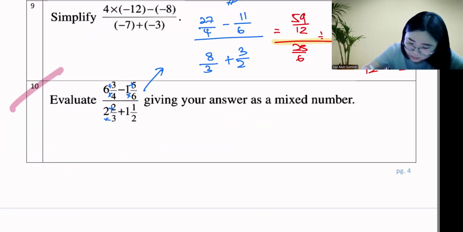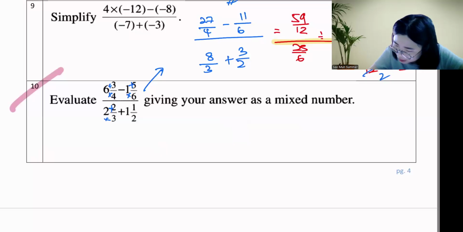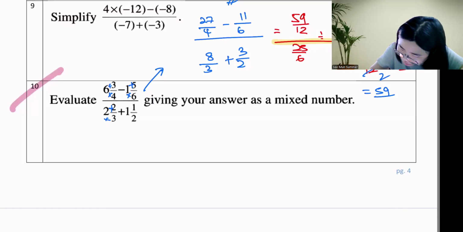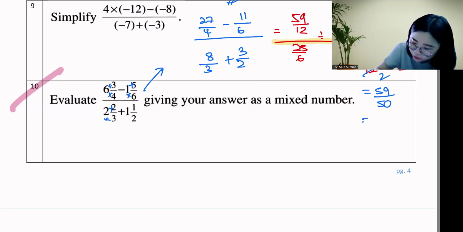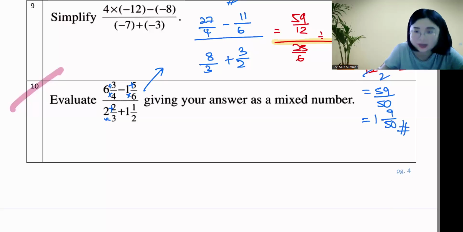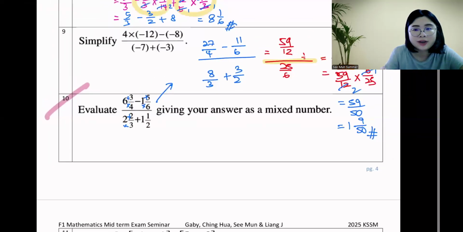So you simplify it. 1 and 2. Okay, I think I can't do it any more. So we have 59 per 50. Remember, we shouldn't stop at improper fraction. We change it back. So it becomes 1 and 9/50. Correct. So far, so good.